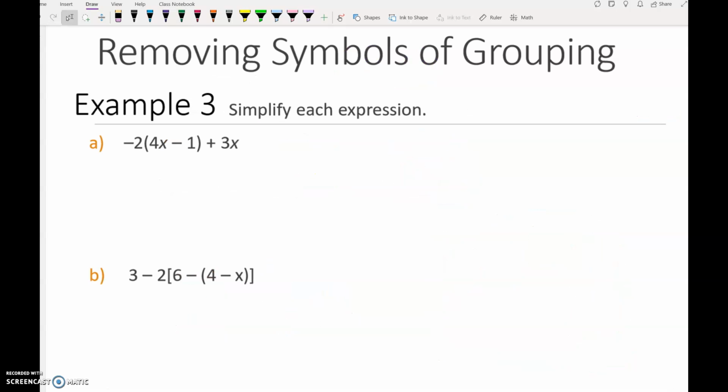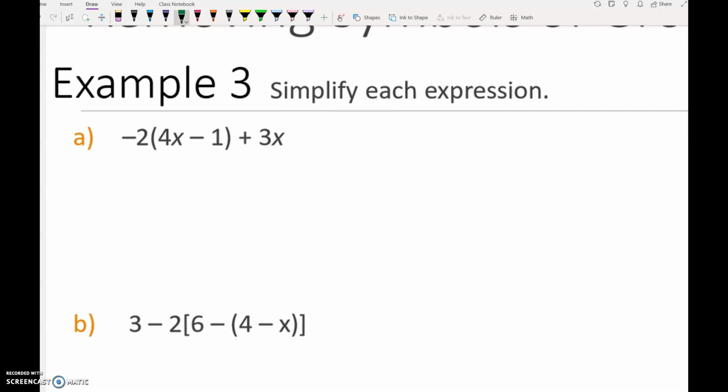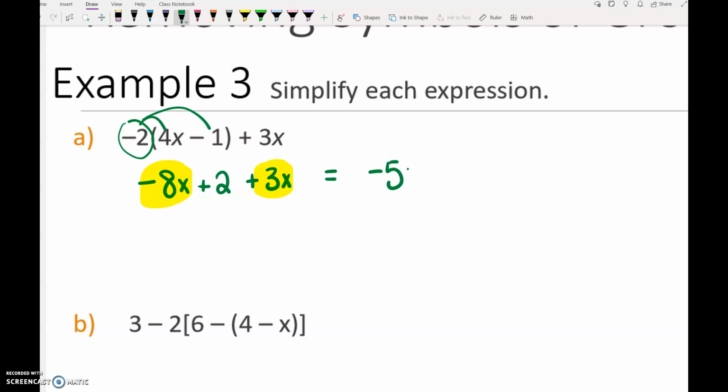We need to simplify each of these, and unfortunately, these are not the kind that we can just plug into a calculator. We will have to simplify and remove the symbols of grouping. In example A, we need to distribute the negative 2. So what is negative 2 times 4x? Negative 8x. Negative 2 times negative 1, positive 2, and then we have plus 3x after that. Then combine your like terms. Negative 8x and 3x are like terms, so our final answer is negative 5x plus 2.